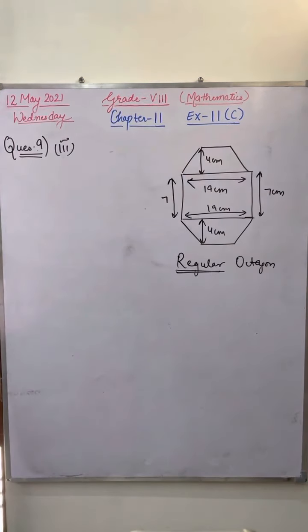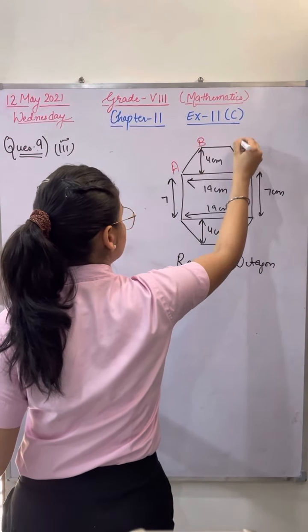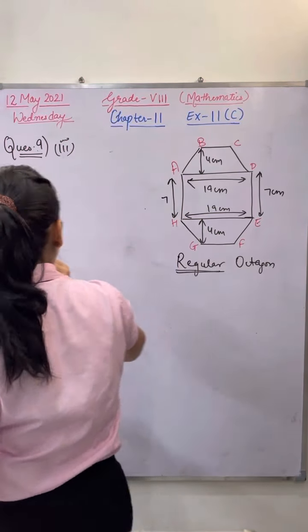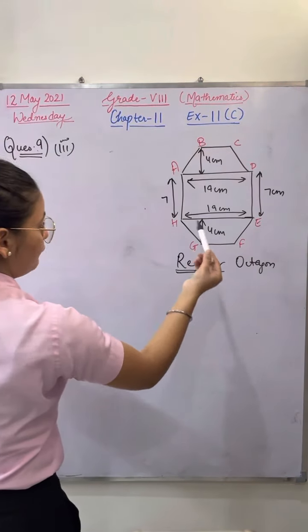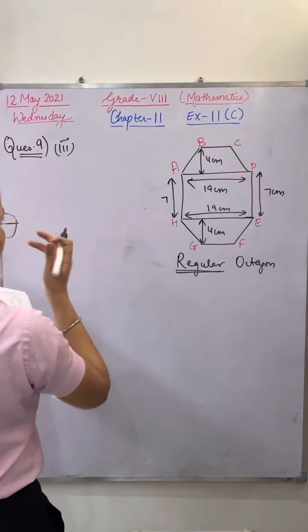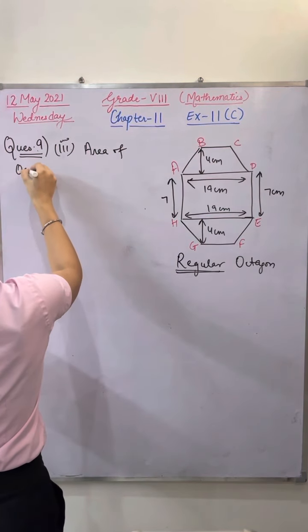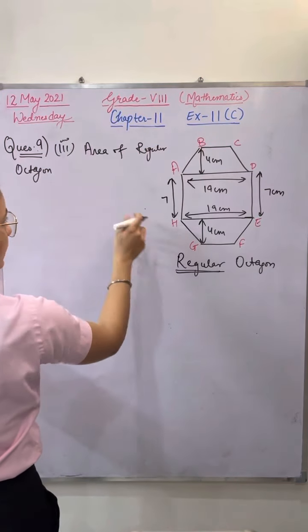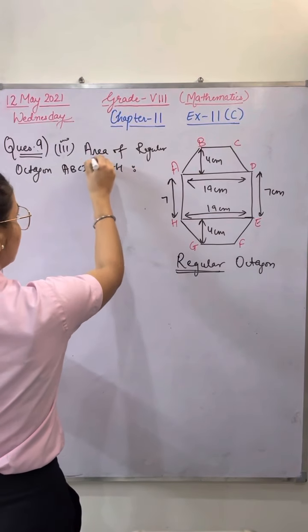Now I am going to write the naming here. You have to mention A, B, C, D, E, F, G and H. Try to write the naming and the dimensions with a different pen in the paper and in the notebook. Your presentation should be up to the mark. Area of octagon, or you can write here regular octagon ABCDEFGH.